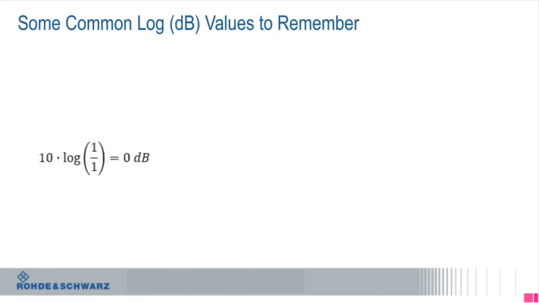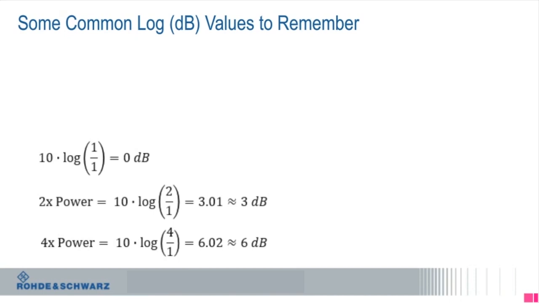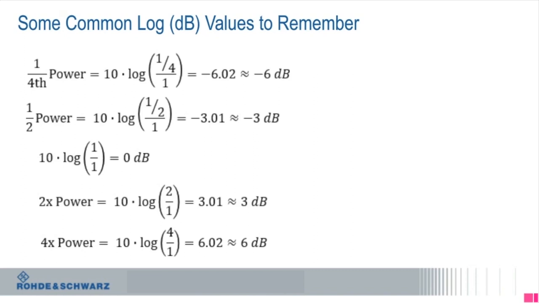Okay, so these are kind of the key ones to remember. 0 dB is a factor of 1. 3 dB is a factor of 2, 6 dB is a factor of 4. And then it goes the other way, too. If you want half, it's minus 3 dB. If you want a fourth, it's minus 6 dB. So these are the two other than 10 that you want to remember.